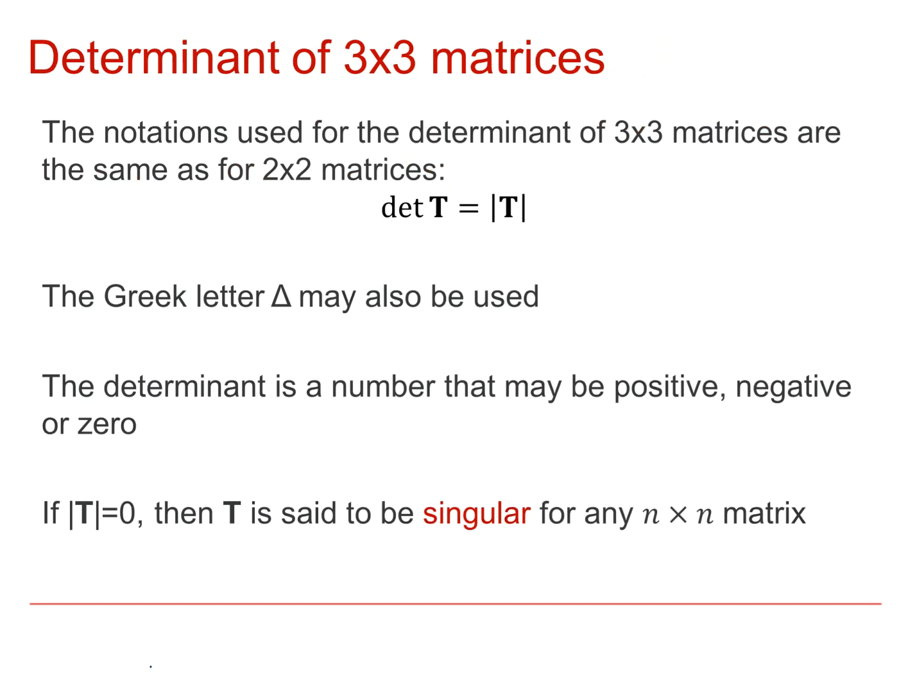The notations for 3 by 3 matrices are the same as for 2 by 2 matrices. And again, the determinant is just a number that may be positive, negative or 0. As with 2 by 2 matrices, if the determinant of T is equal to 0, then T is said to be singular, and that's true for any n by n square matrix.